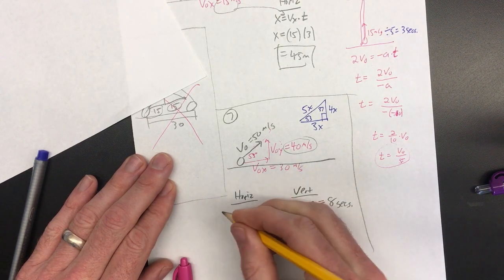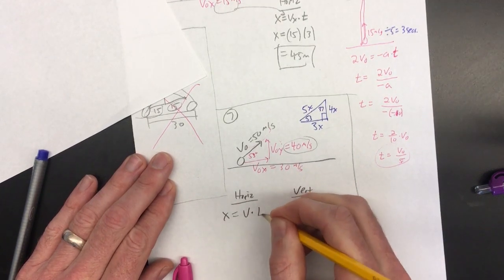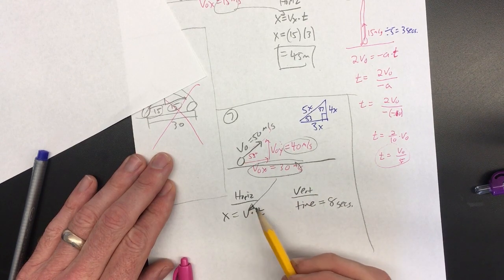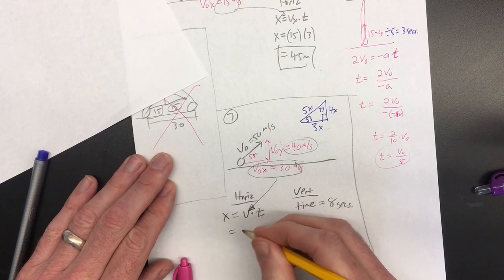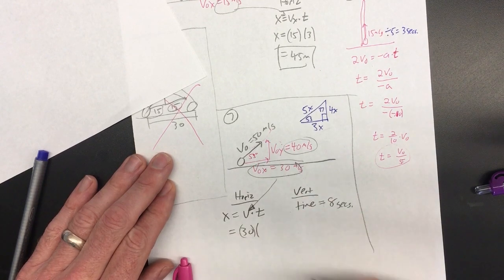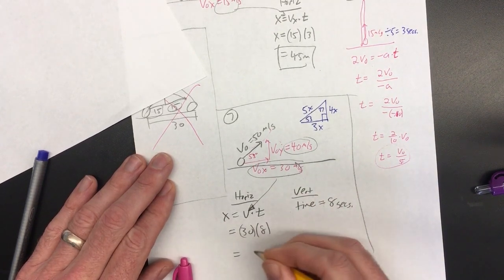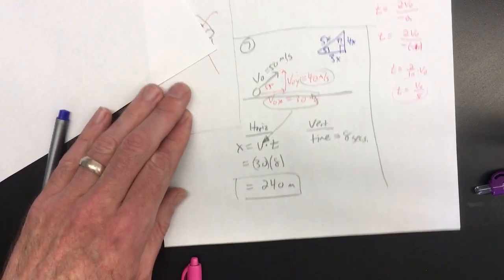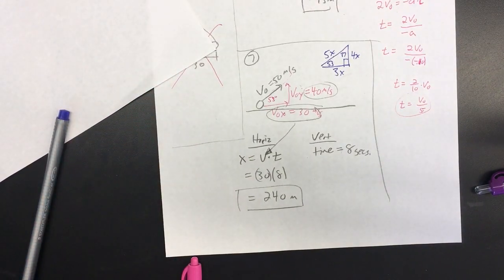Cool? In the horizontal direction, we're just doing x equals v times t. You're going to use our horizontal speed right there. Very important, right? Use the horizontal speed. So this is 30 times my time in the air, which is 8. That's going to be 240 meters. So that's the answer to that one. And that is number 7.